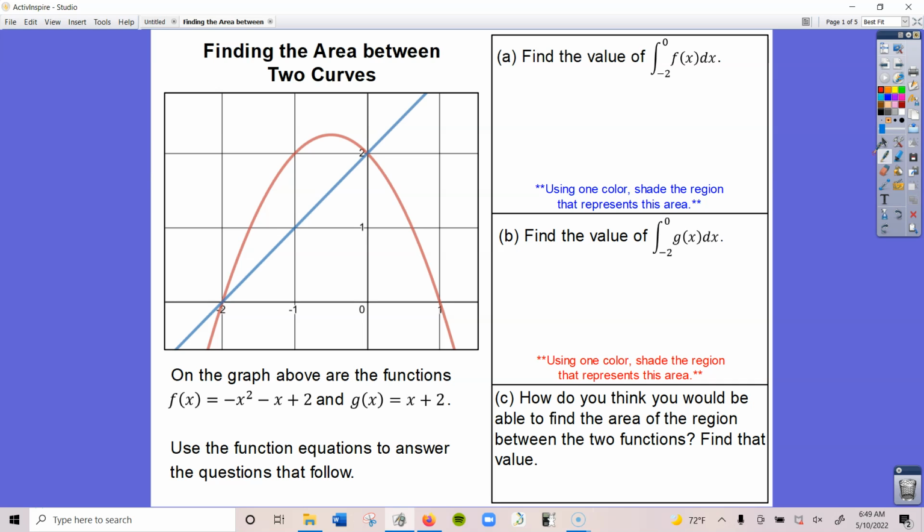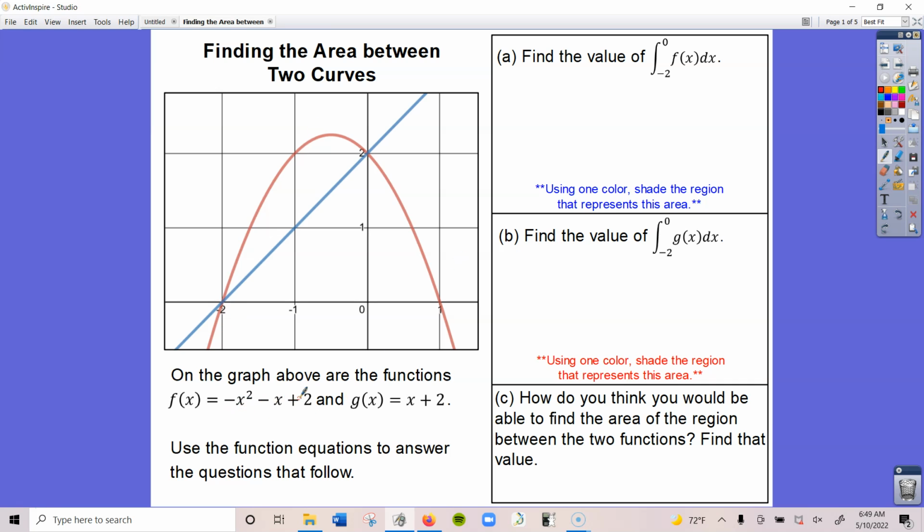Hey guys, today we're going to learn how to find the area between two curves. So here we have a graph of two functions. We have f of x is negative x squared minus x plus 2, and g of x is equal to x plus 2. So first you need to be able to identify which function belongs to which curve.